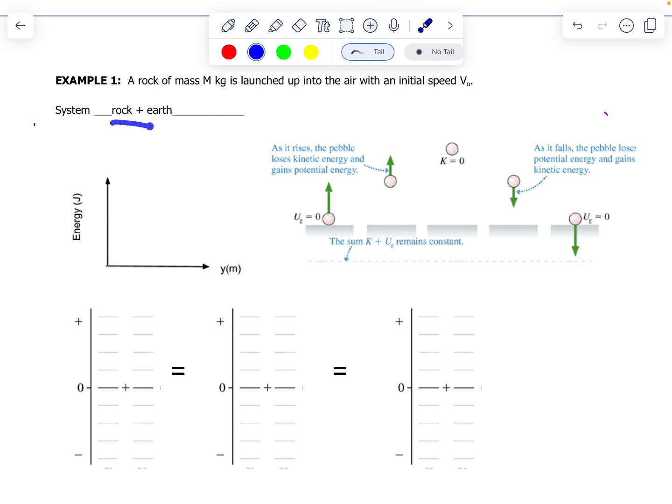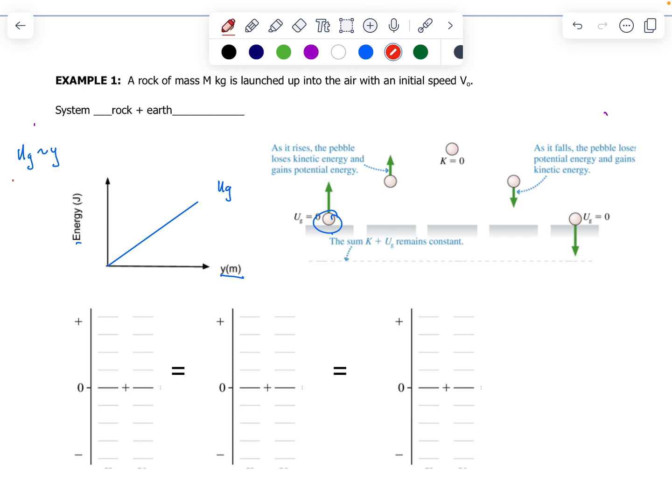Our system is going to be the rock plus the earth. So we can understand that we're going to have kinetic energy associated with the rock and gravitational potential energy associated with the earth. Graphing, always an important thing in this unit. So we're going to do a quick sketch of the energy versus vertical position graph. If we remember that gravitational potential energy is proportional to the height, then it's going to start at a lowest possible point, and its gravitational potential energy is just going to be a linear relationship that carries up. So this would be our gravitational potential energy.